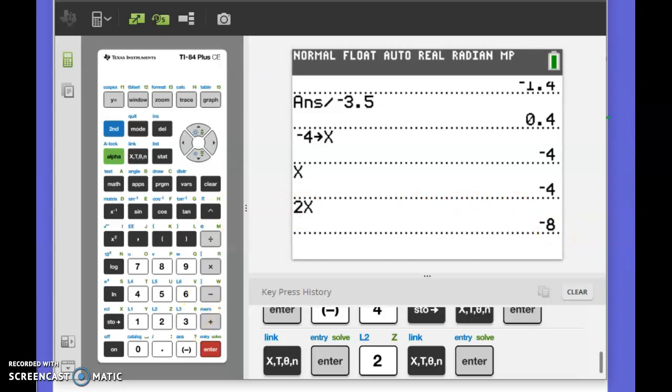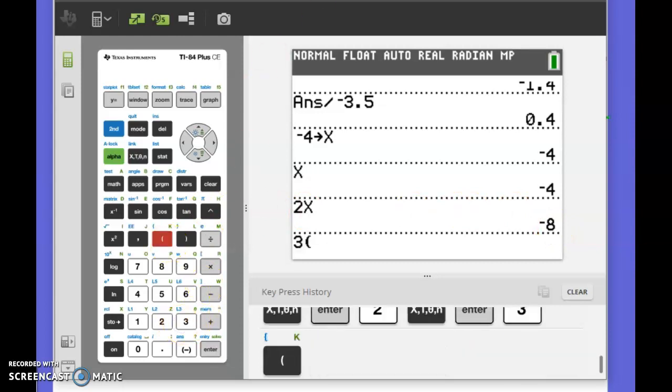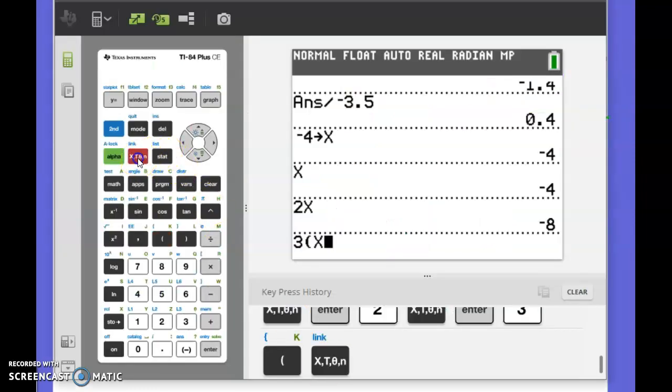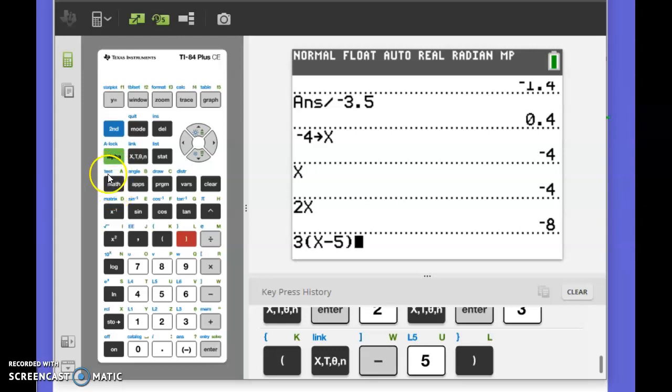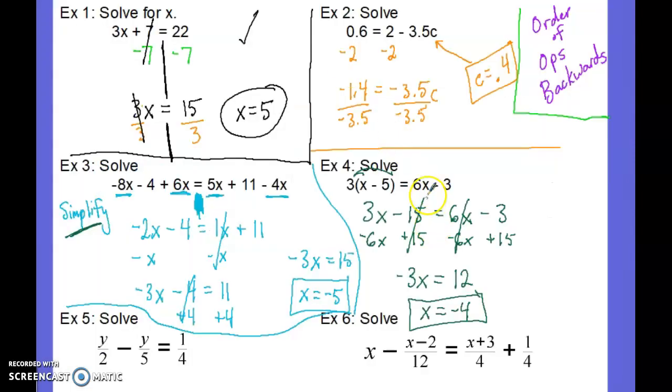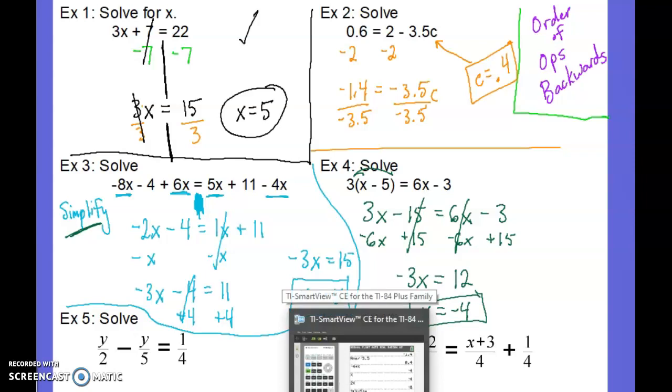So the reason why I'm showing you that trick is now I can kind of just type it in, 3 times x minus 5. And here's a neat trick for you: under the math tool, there's this test key. And if I hit second math, I can test if the equation is equal to 6x minus 3.